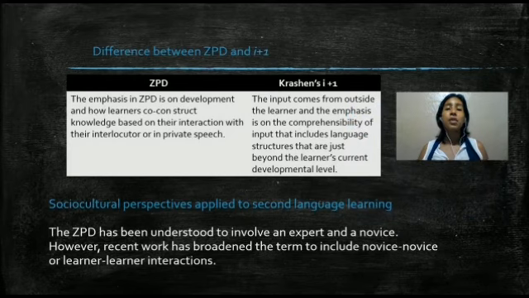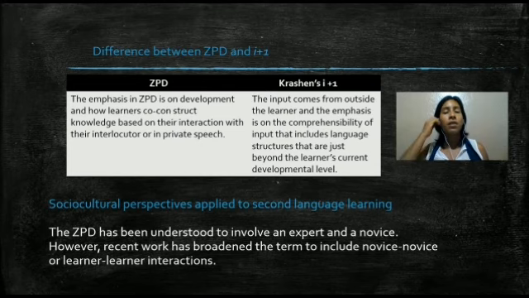The difference between the zone of proximal development and Krashen's input is that these two concepts differ in relation to their view of how development occurs. For example, Krashen's is about the comprehensibility of the input. That is to say that development occurs from outside the learner. On the other hand, the zone of proximal development is a metaphorical situation in which learners can construct knowledge in collaboration with other people.